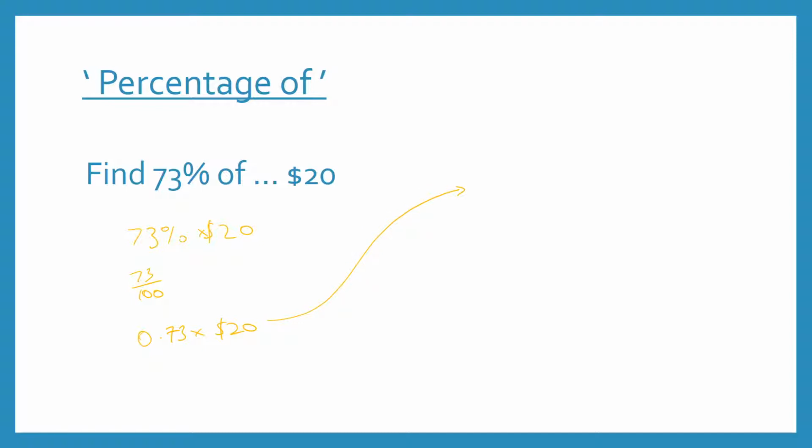We could go 0.73 times 20. Now because we have this 0 here, we're just going to put 0 at the end. 2 times 3, 6, 2 times 4, 14. 2 times 0 is 0. Now, we need to remember, as we did in the decimals multiplication, these two decimal places here mean that we have to have two decimal places here. So we end up with $14.60.